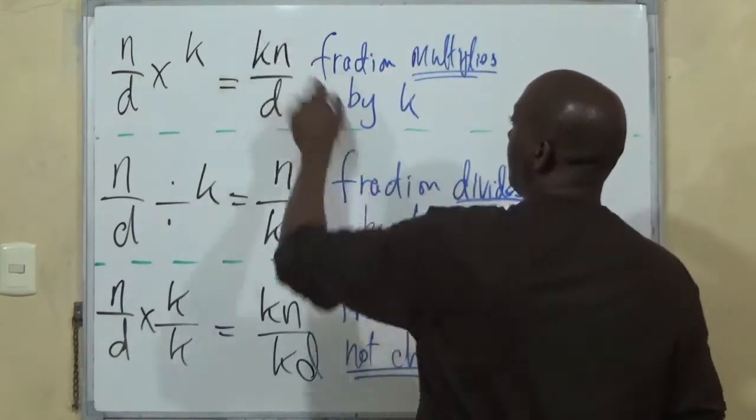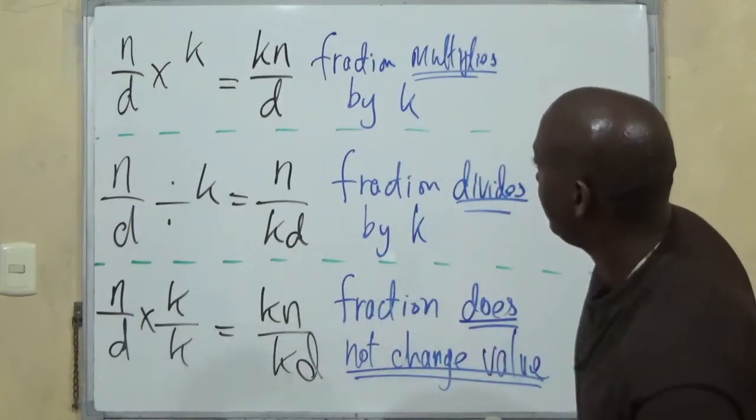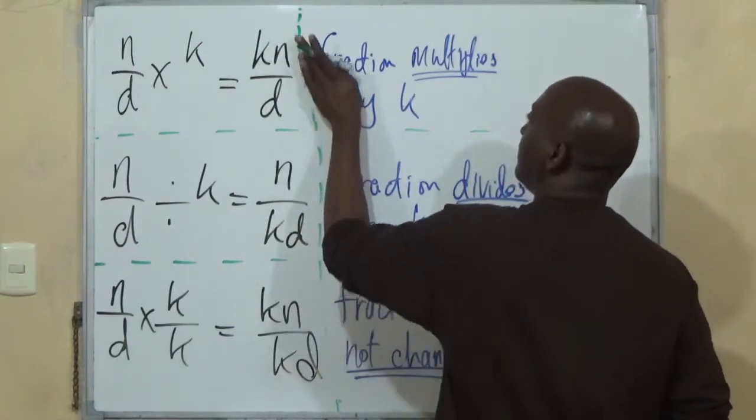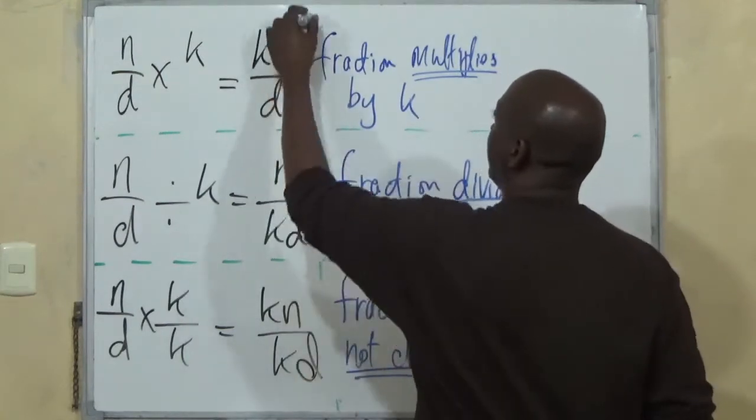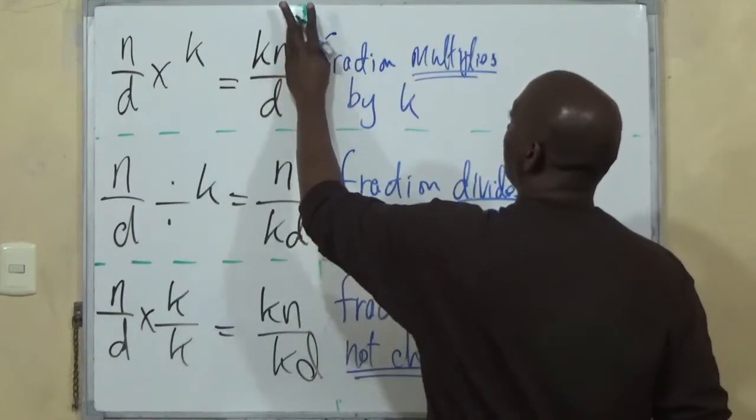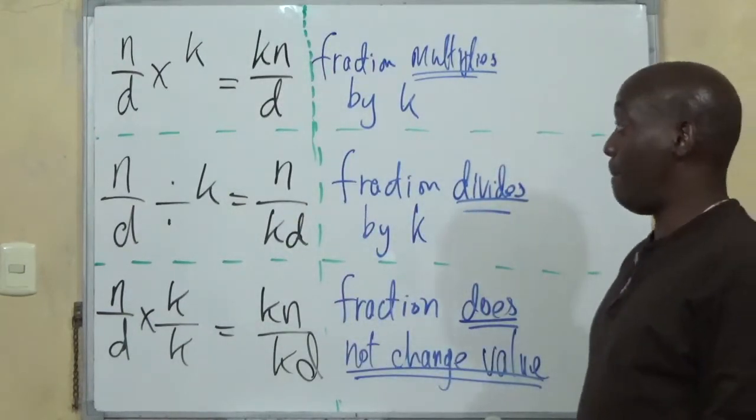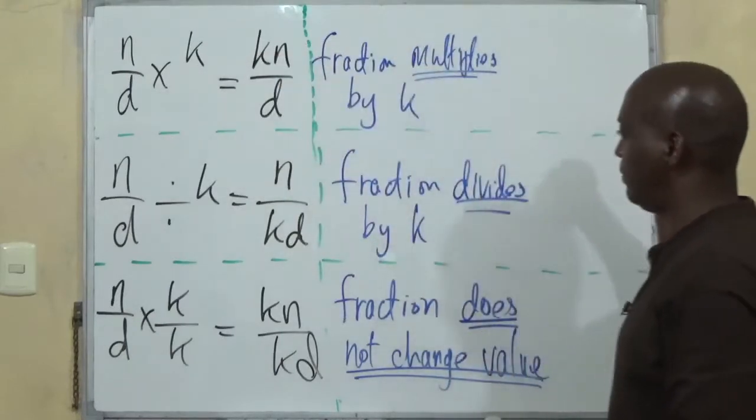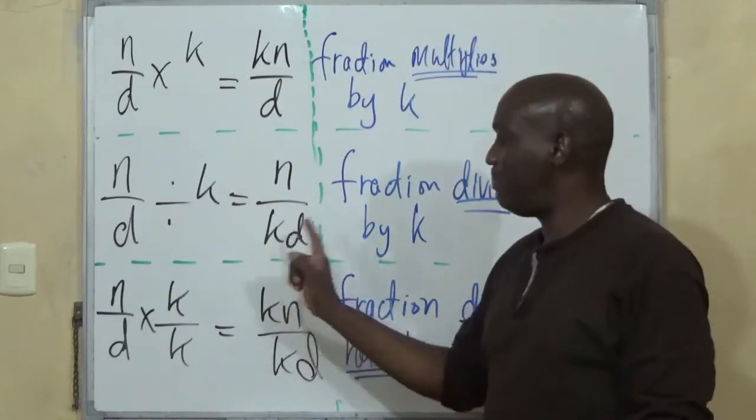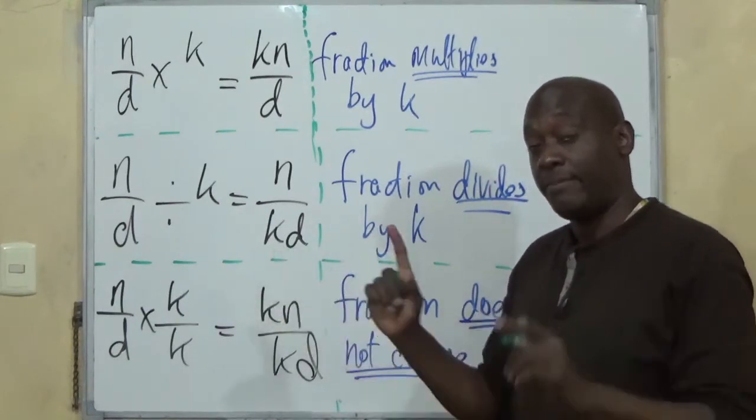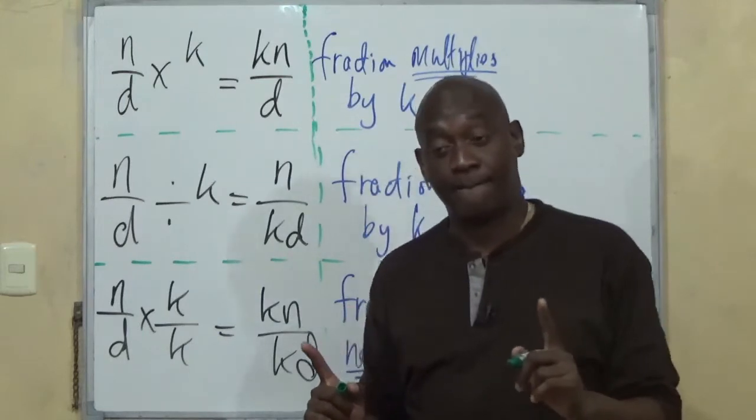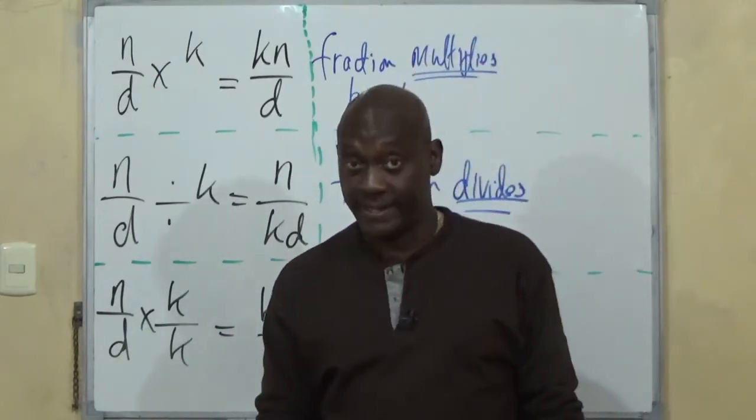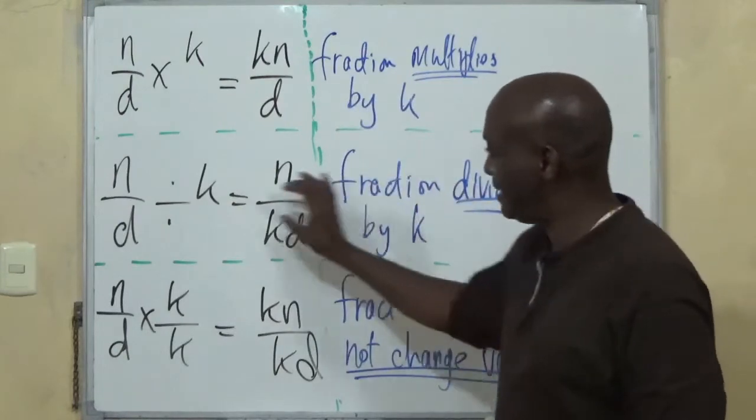If we multiply the numerator of a fraction by k, right? So if you have n over d and you multiply the numerator alone by k, what you are in fact doing is multiplying the whole fraction by k. That's this guy here in the first row. If you multiply the denominator alone by k, what you are in fact doing is dividing the whole fraction by k. That is this line in the middle here.